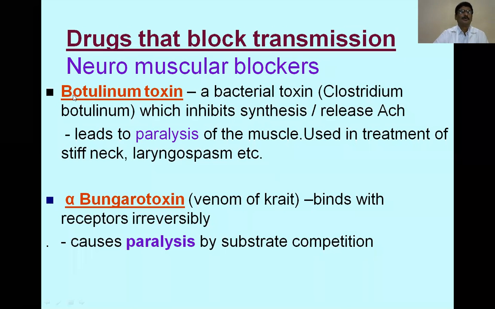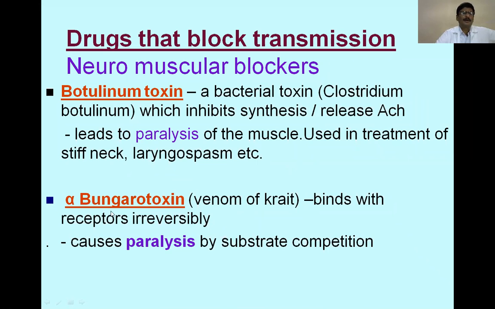Among neuromuscular blockers is botulism toxin, coming from the bacterium Clostridium botulinum, which inhibits the synthesis and release of ACh from the presynaptic terminal. This leads to paralysis, and it is sometimes used in the treatment of stiff neck as well as laryngospasm, wherein botulism toxin is given as a drug for relieving the spasm, because it prevents the spasmodic contraction of the muscles in the particular local area by inhibiting the release of ACh.